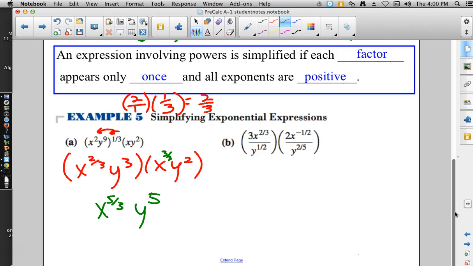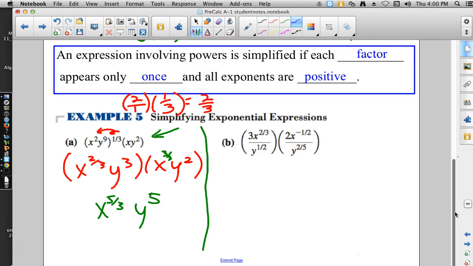And you think, well, should I do anything more with that? Should I put that in radical form? What do I do? If the problem originally comes with fraction powers, you leave your answer with fraction powers. You don't go any further than that. Let's take a look at B.